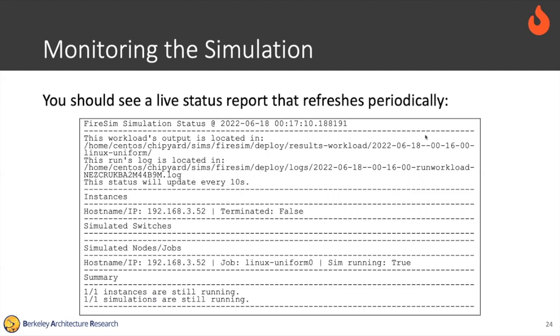And then it tells you the instances that are spawned, aka their IP addresses. Again, your IP address will look a little bit different. It'll tell you what simulations are running on what nodes. In this case, Linux Uniform is running on that IP address. And it'll basically tell you if something is finished or not. So in this case, hopefully everybody should see this now.